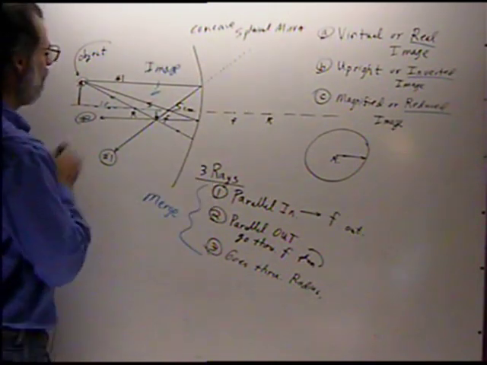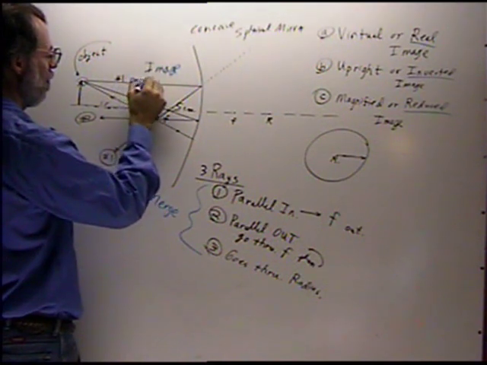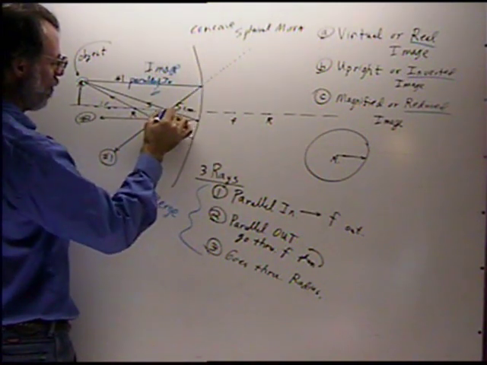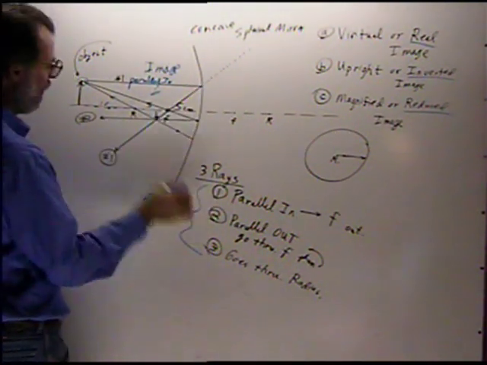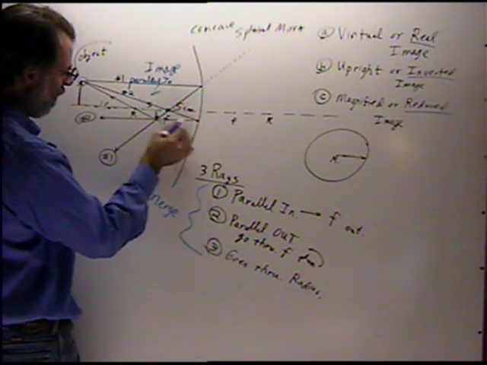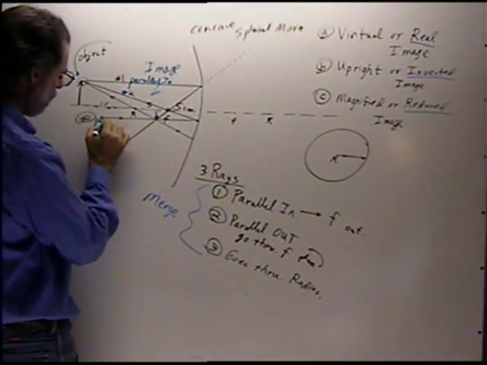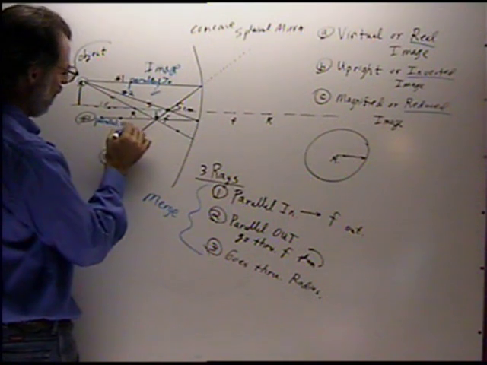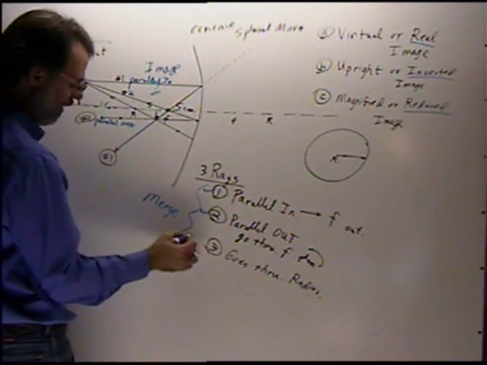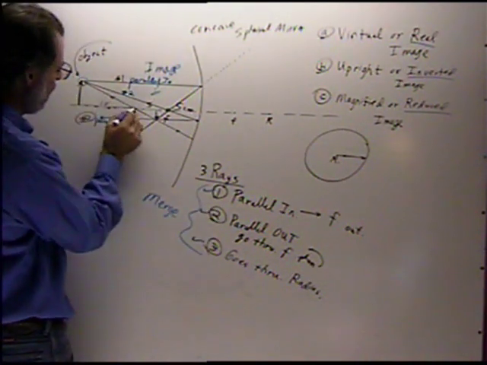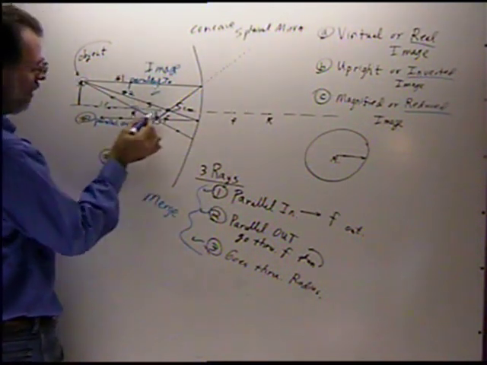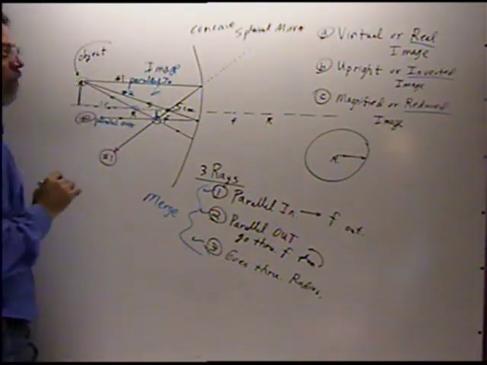The first one is parallel in. Again, just to repeat, the first ray is parallel in, and it bounces through the focal point, coming out. Ray number 2, here's ray number 2. It's parallel out, but to get it parallel out, it has to go through the focal point. And then the third ray goes right through the radius and comes right back on itself. And where these rays intersect, that's where the top of the image is formed.